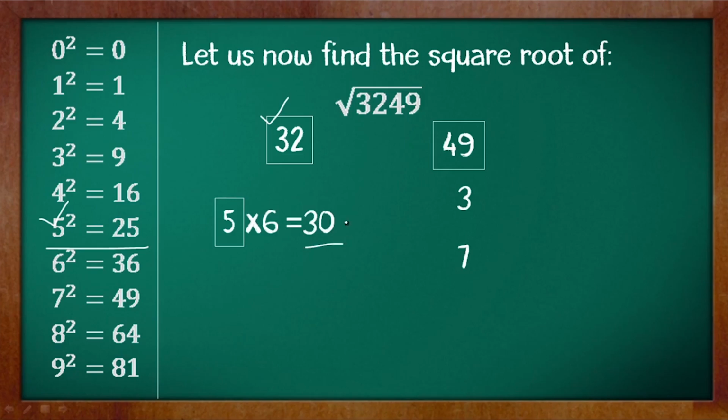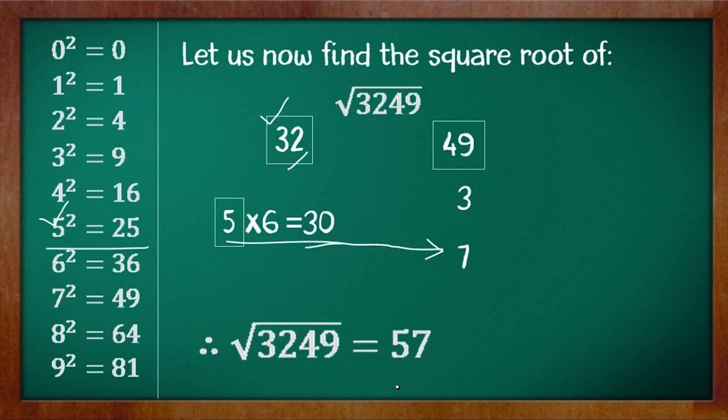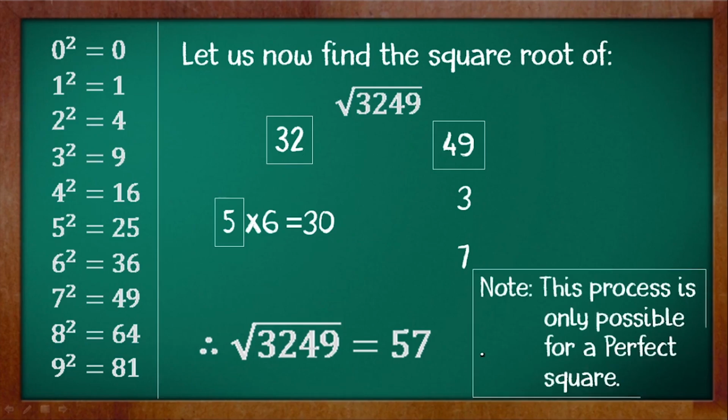Now this is the product and we'll compare 32 with the product, and here we see that 32 is greater than the product. So we'll choose a greater number, that is 7. So what will be the square root of 3249? It will be 57. You can check with the calculator. This is the process, but you must note that this process is only possible for perfect square numbers. If the numbers are not perfect squares, by this process you will not be able to find the square root. Since 3249 is a perfect square, this process helps us find the square root of the number.